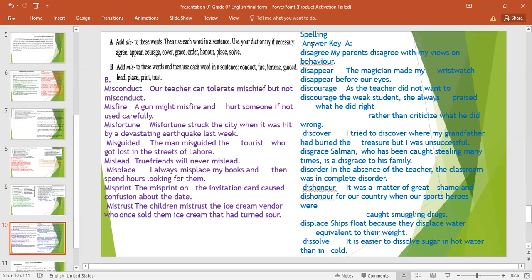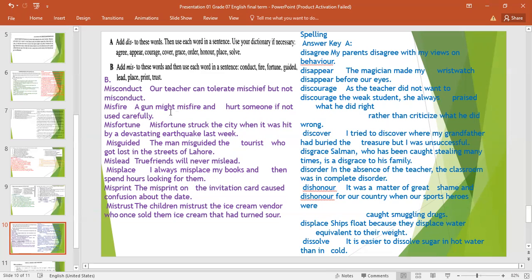So, dear student, here in this exercise A, we added this before all these words, and then I used all these words in sentences so that you can understand them better. Here is exercise B where I added miss before these words. So the first word is misconduct. Our teacher can tolerate mischief but not misconduct. Misconduct is used here in the sentence.